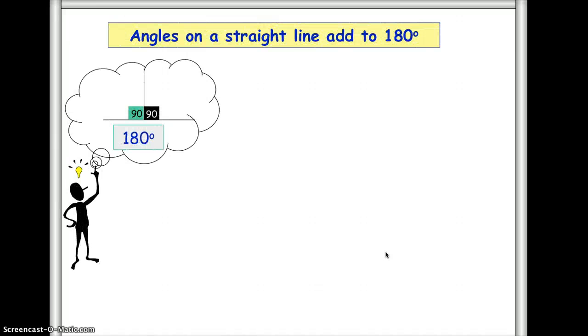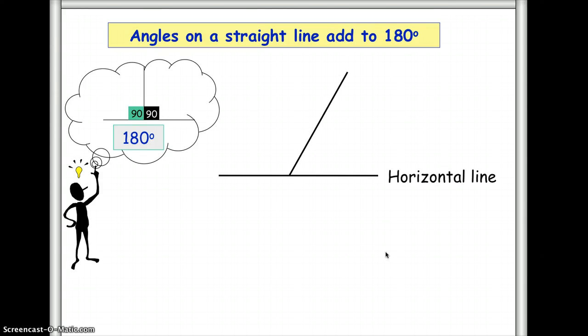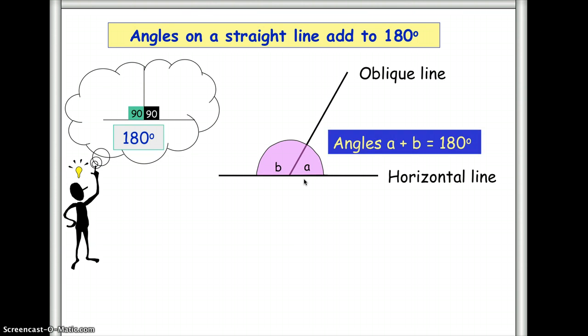Now, our first property is called angles on a straight line. In your notebook, write number 1, property number 1: angles on a straight line add to 180 degrees. So if you have a horizontal line divided by another line, it's called an oblique line. You have this partition. So angles A and B should be equal to 180 degrees.